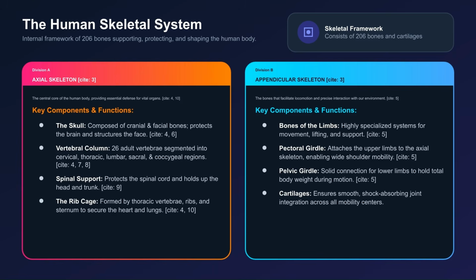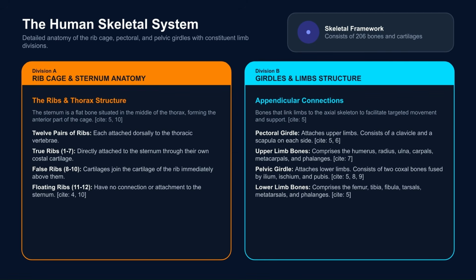The skull is composed of cranial and facial bones and protects the brain and forms the framework of the face. The vertebral column consists of 26 serially arranged units called vertebrae in the adult human. The vertebral column is differentiated into cervical, thoracic, lumbar, sacral, and coccygeal regions. The vertebral column protects the spinal cord and supports the head and trunk.